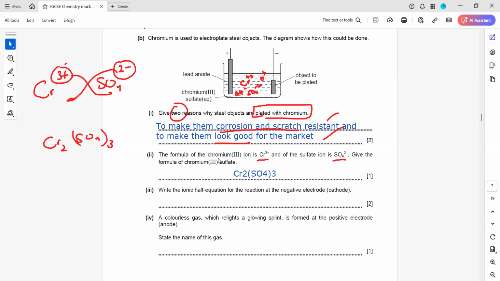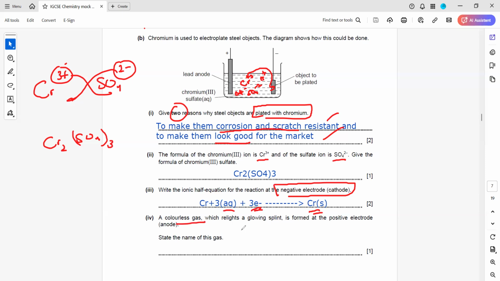The next is, write an ionic equation for the reaction at the negative electrode, or cathode. Sulfate, nitrate, and carbonate ions never move. So which ion moves? We have the chromium ion, and we want electroplating of chromium, so chromium should move there. As chromium moves towards the cathode, chromium is 3+, it will take 3 electrons and turn into chromium metal. So aqueous chromium takes 3 electrons and turns into chromium solid.